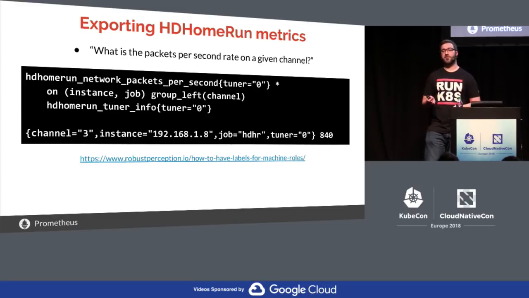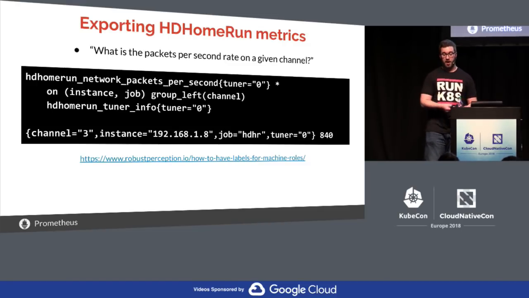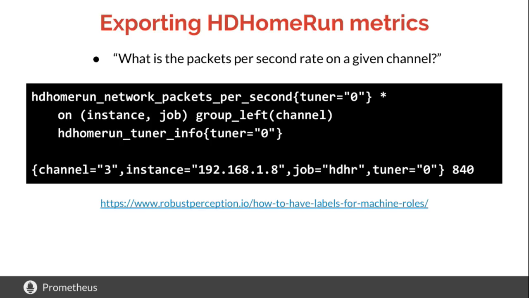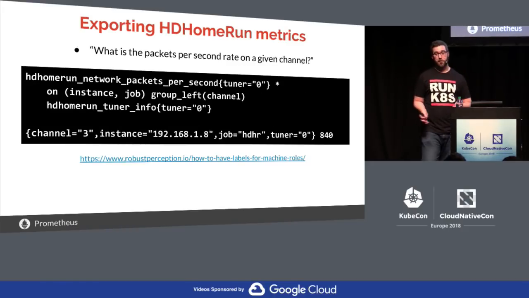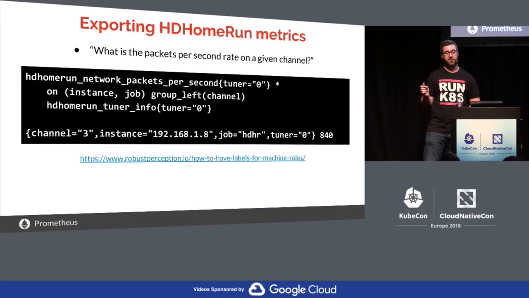So if I want to answer a question, something like, what is the packets per second rate for a given channel? This query seems to work. So I'm effectively joining my network packets per second query on the channel ID with my HDHomeRun tuner info metric. And as we'll see, on channel 3 for my HDHomeRun device, on tuner 0, the packets per second rate for that channel was 840. So this is another super powerful PromQL concept. And in particular, if you want to learn more about this technique, check out Brian's blog on how to have labels for machine roles.